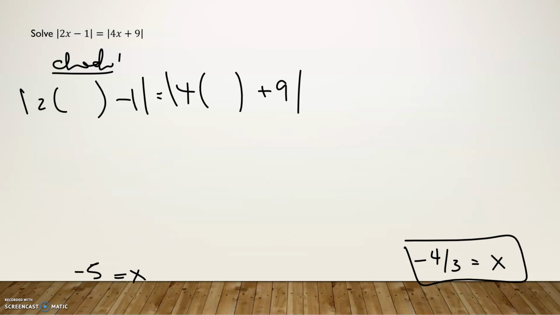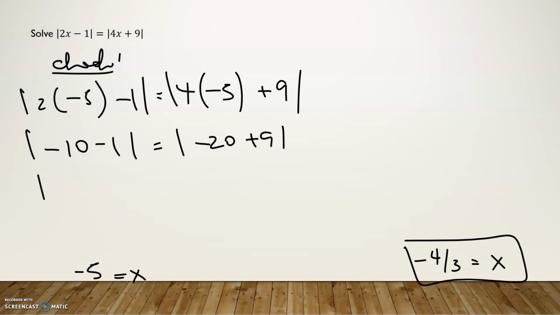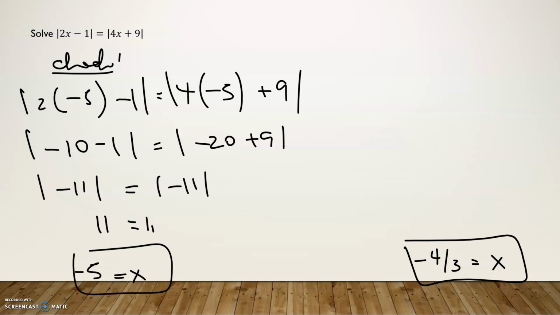Go back and check the negative 5. Okay, this will be negative 10 minus 1. This will be negative 20 plus 9. This will be negative 11. Negative 20 plus 9, this will be negative 11. Okay, 11 equals 11. So that means x equals negative 5 is also one of our answers.